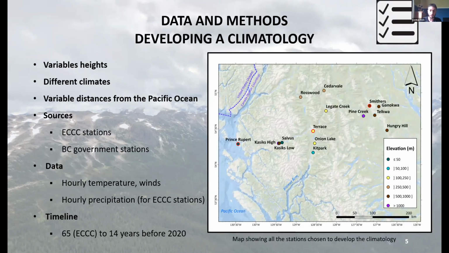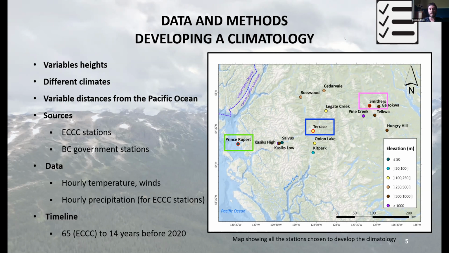Well, first we'll start by developing a local climatology based on stations from ECCC and local BC government stations that are surrounding Terrace. So here is the network that I chose. So we have different heights, climates, and variable distances from the Pacific Ocean. So we have hourly wind and temperature for all the stations. And for the ECCC stations, which are highlighted here in the boxes, we have also precipitation types with MANOBS at each hour. So this color code will come back in my presentation. We can go back in time to 1956 for the ECCC stations and between 14 and 32 years before 2020 for all the other stations.